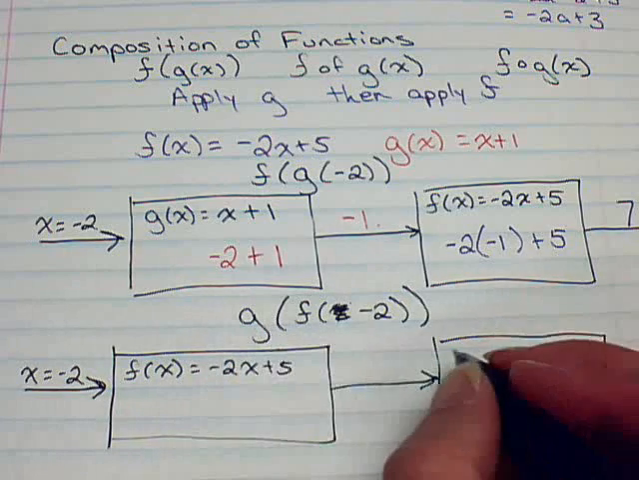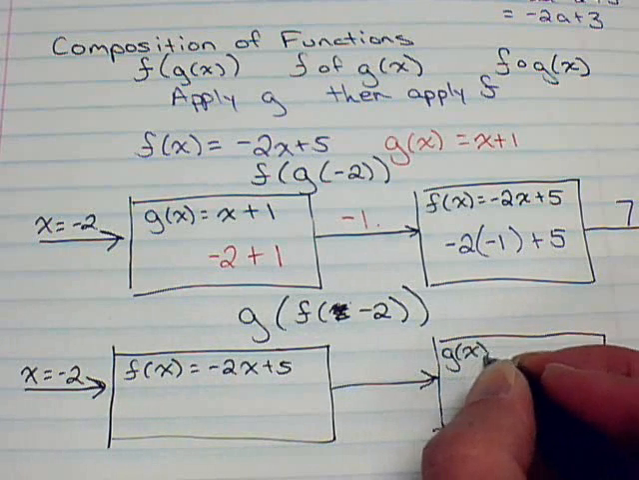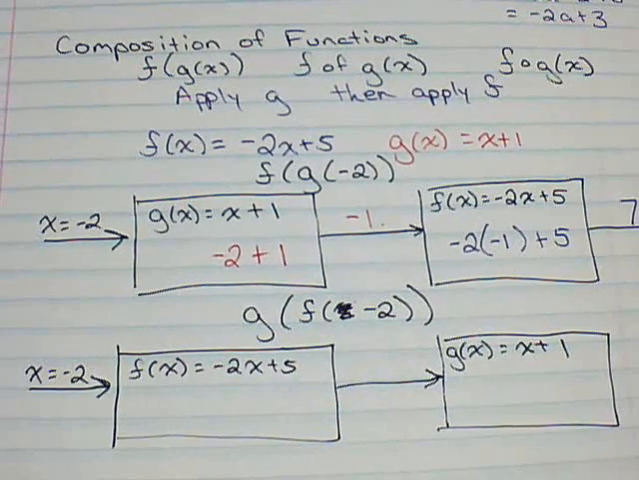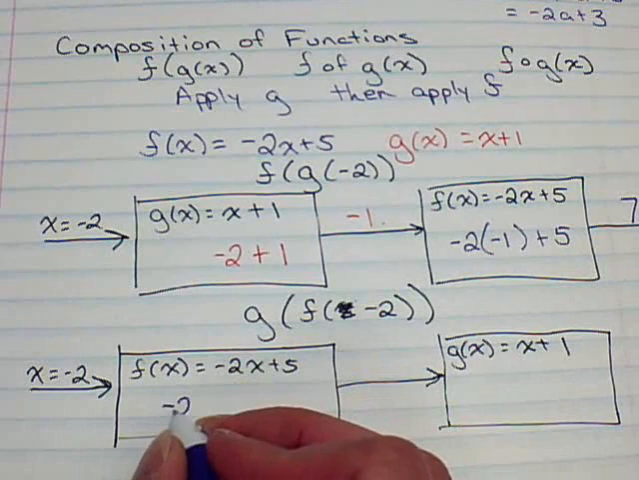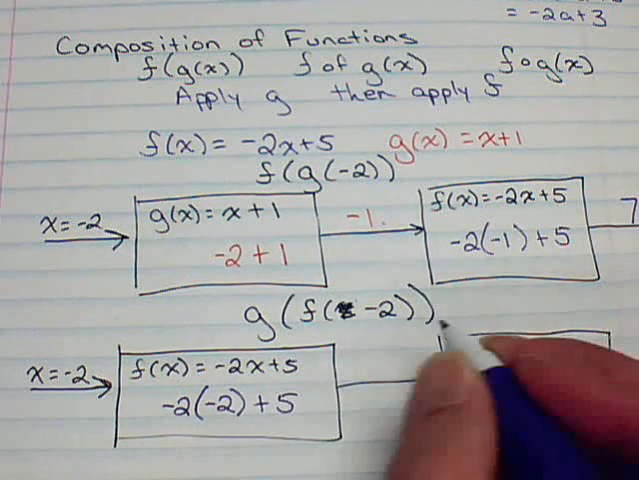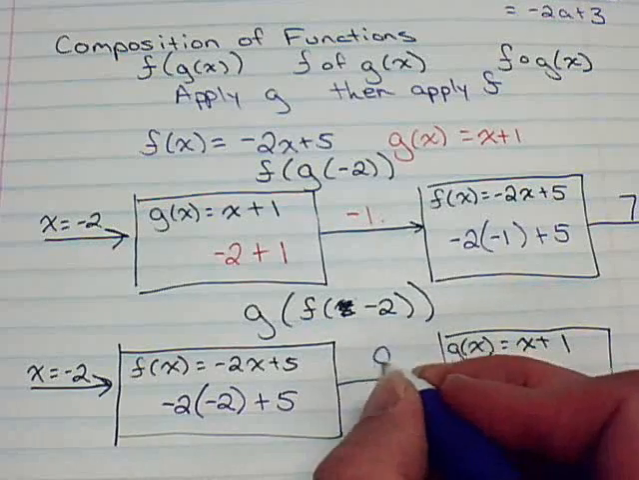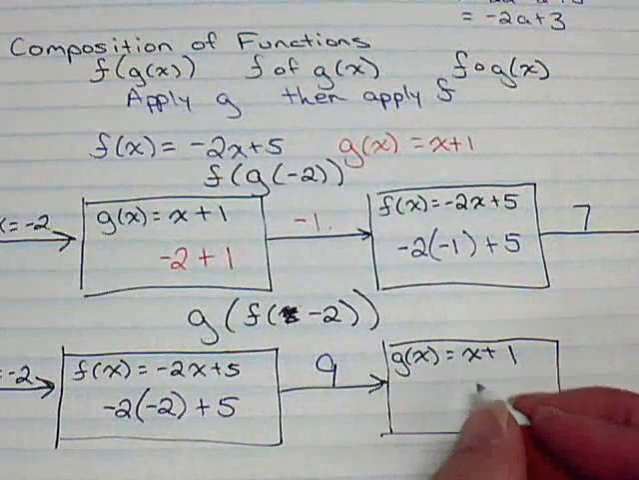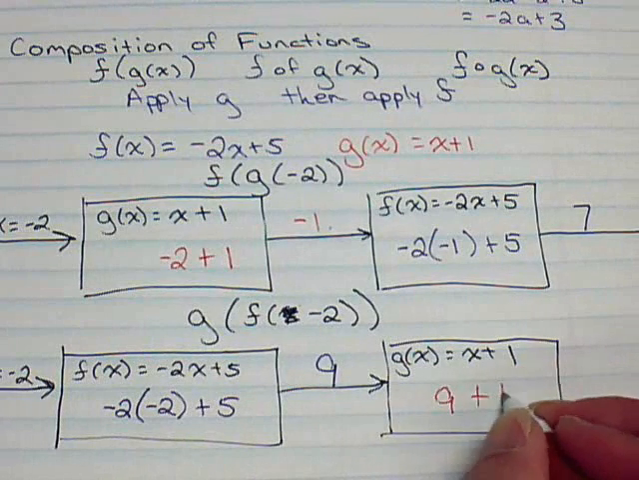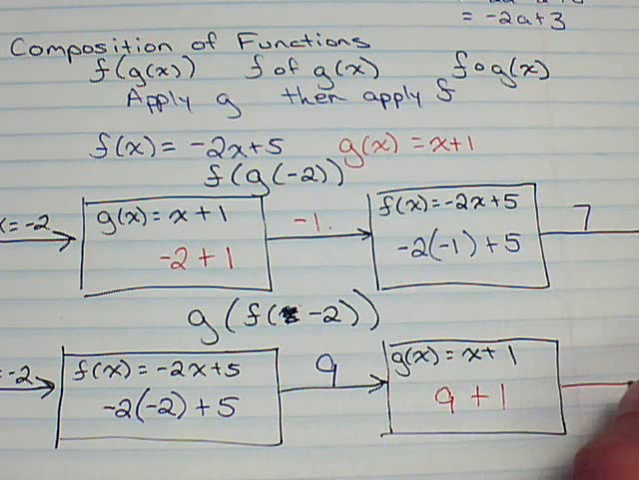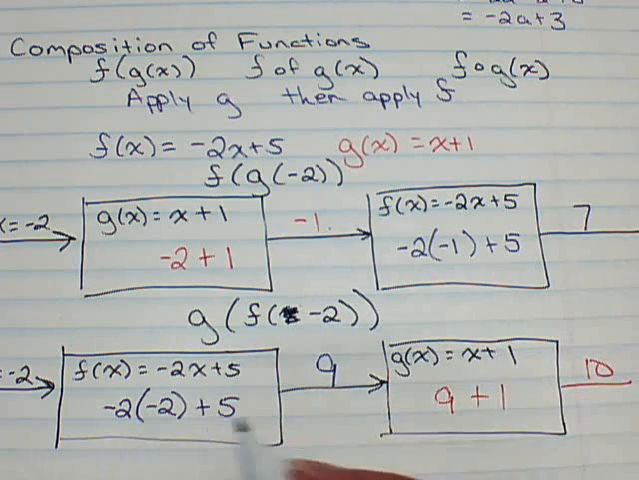Then since g is on the outside, that's going to be the last wrapper I have to go through to get out. Okay? So here this says negative 2 times my input plus 5. That's 4 plus 5 is 9. The rule of g says to take the input and add 1. Now remember, we're using the new input, which was the output.